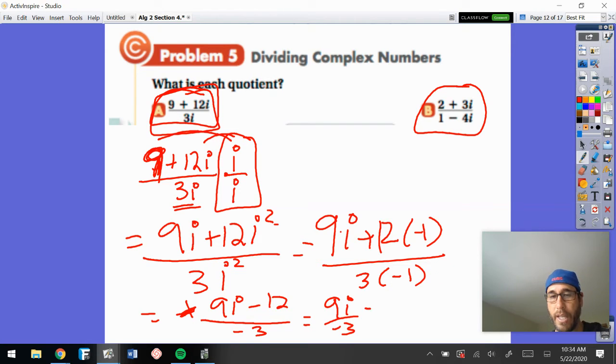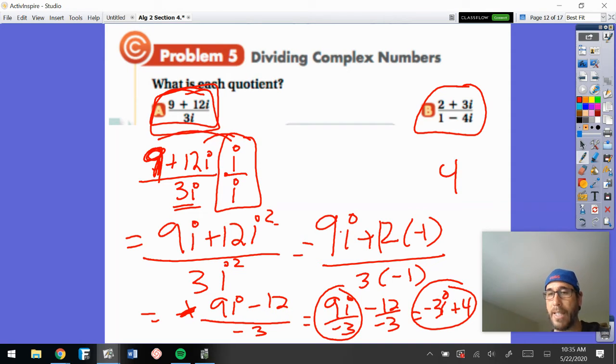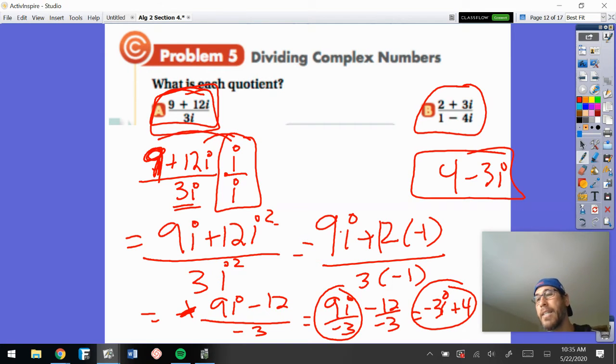And what's interesting here is I get a negative 12 over a negative 3. 3 goes into 12 4 times. So this here gives me negative 3i, right? Because 9 divided by negative 3 is negative 3. And negative 12 divided by negative 3 is a 4. And then we said earlier, remember, on the SAT, they're always going to write the i second. That's technically how we write a complex number. In class, I will give you 100% for both of those. Okay, but that's how we divide complex numbers.